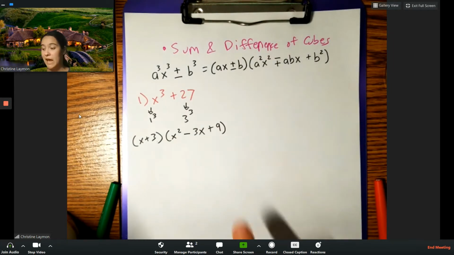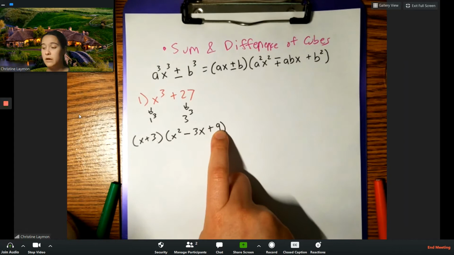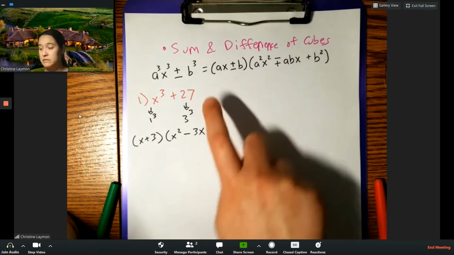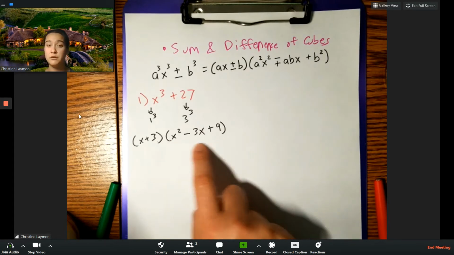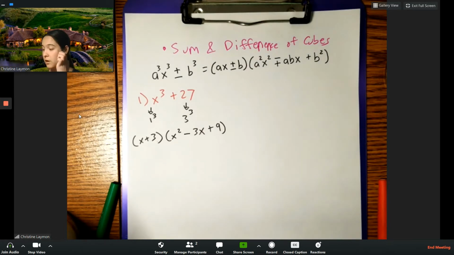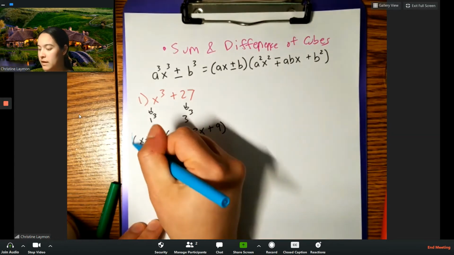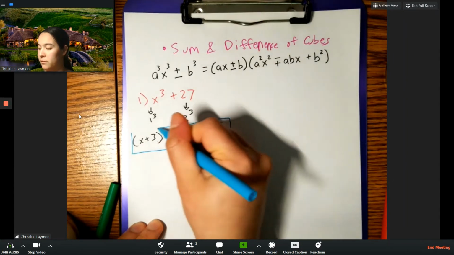Now again, if you can't remember the formula for this last part, you can always use long division, divide this by x plus 3, and you will be left with that. That is a perfectly valid option. Go ahead and block this off and put up another example.